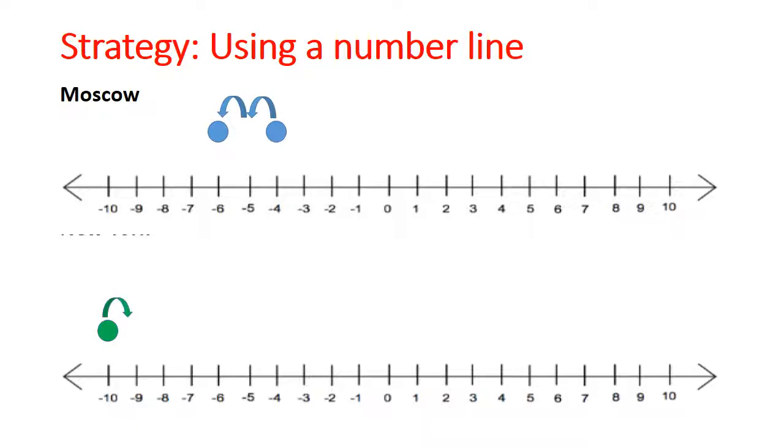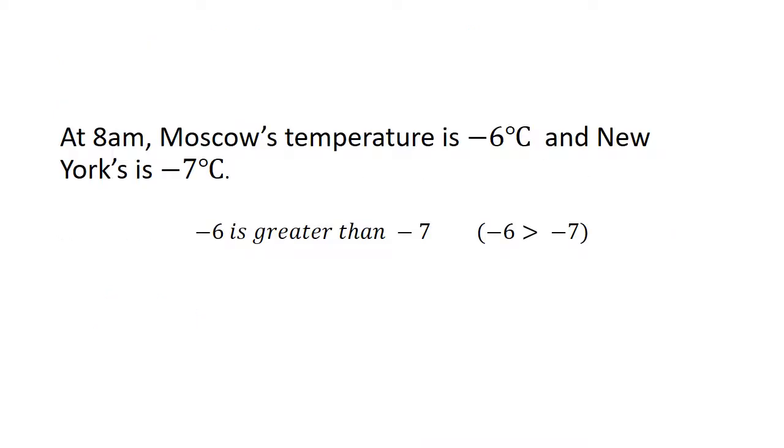And with New York, our starting temperature is -10 degrees, and our temperature increases by 3 degrees to -7 degrees Celsius. So that's one way we could do it, and that's using a number line. Another way, so to state that, at 8 a.m. Moscow's temperature is -6 degrees Celsius and New York's is -7 degrees Celsius.